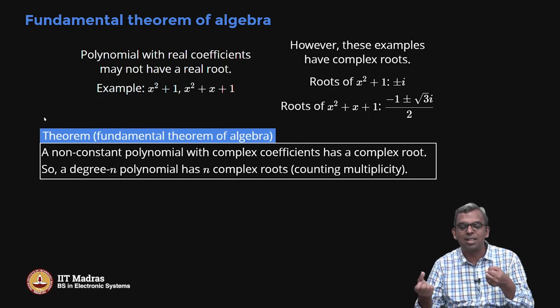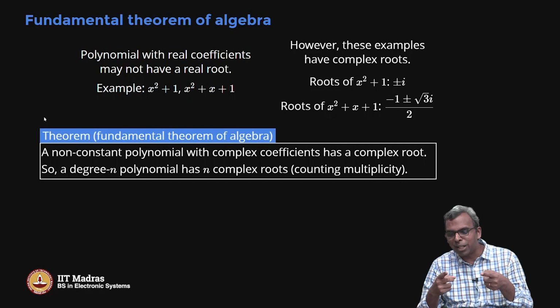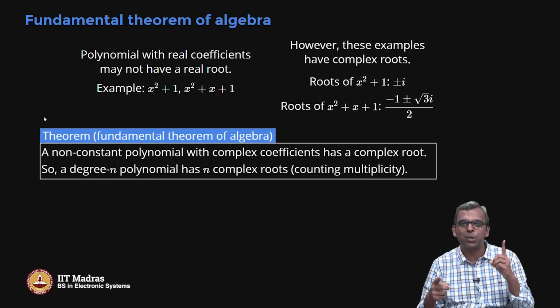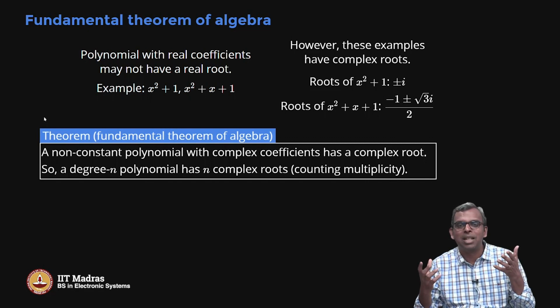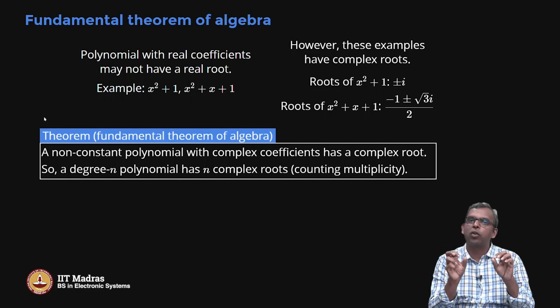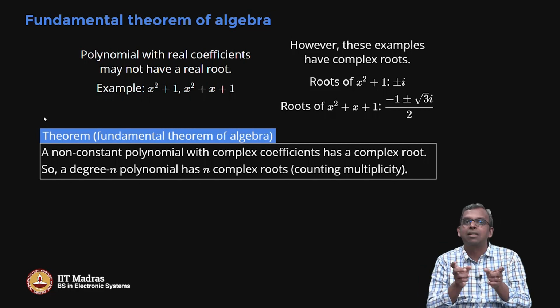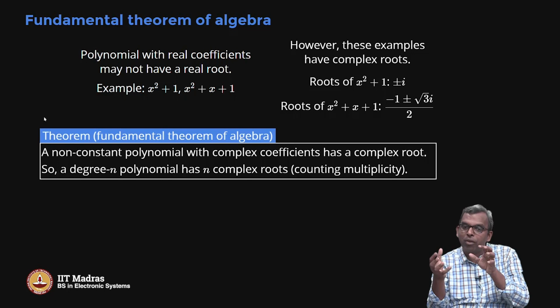Anything that is non-constant, which has complex coefficients, has a complex root. So, this statement sounds like I am guaranteeing only one root, but that is enough. Why? The reason is, if you have one root for a polynomial, you can factor it. Supposing a is a root of a polynomial, x minus a becomes a factor of that polynomial. So, it can factor out.